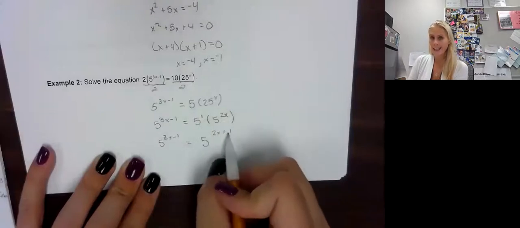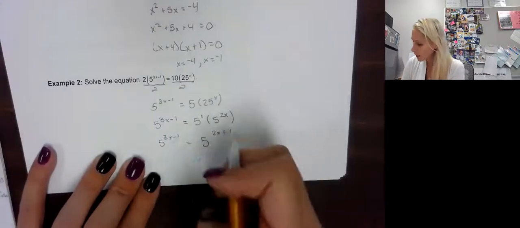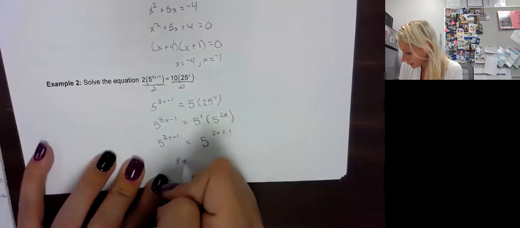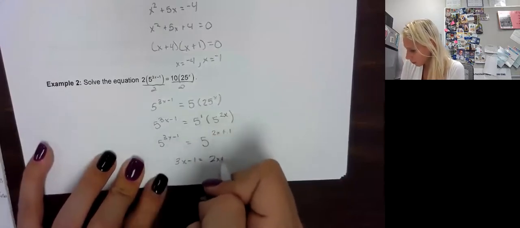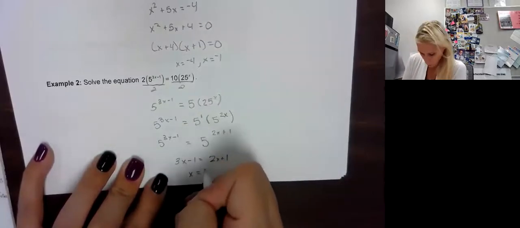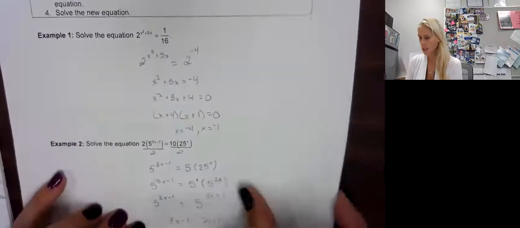Multiplication means we add the exponent. We don't multiply the bases. This is very, very important. Now that our bases are the same, we can set our exponents equal to each other and solve. Plus 1. So we get x equals 2. You can plug back in to make sure that works, and it does.